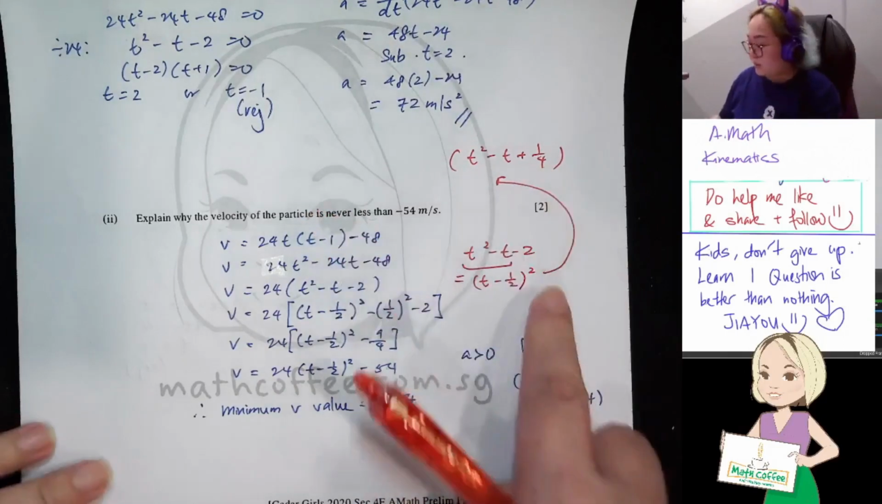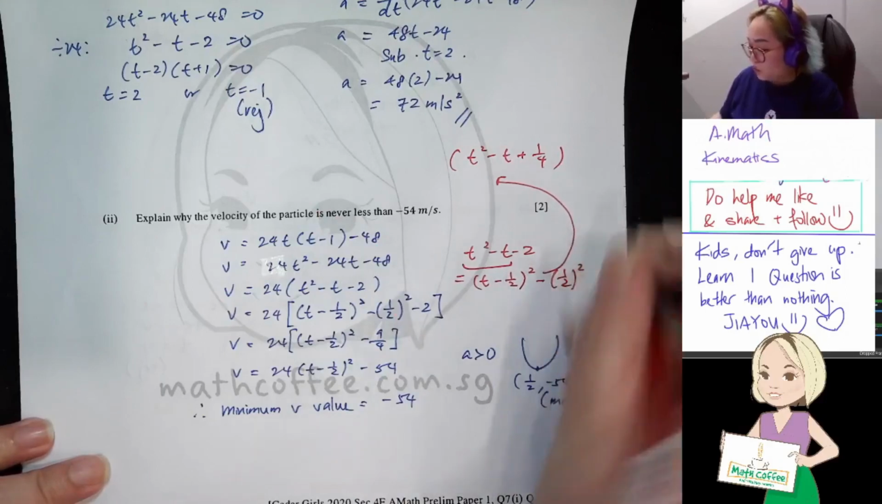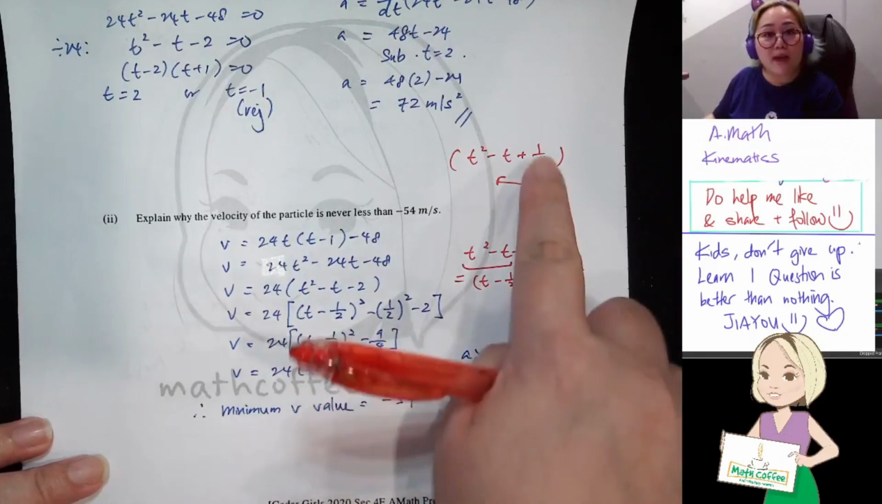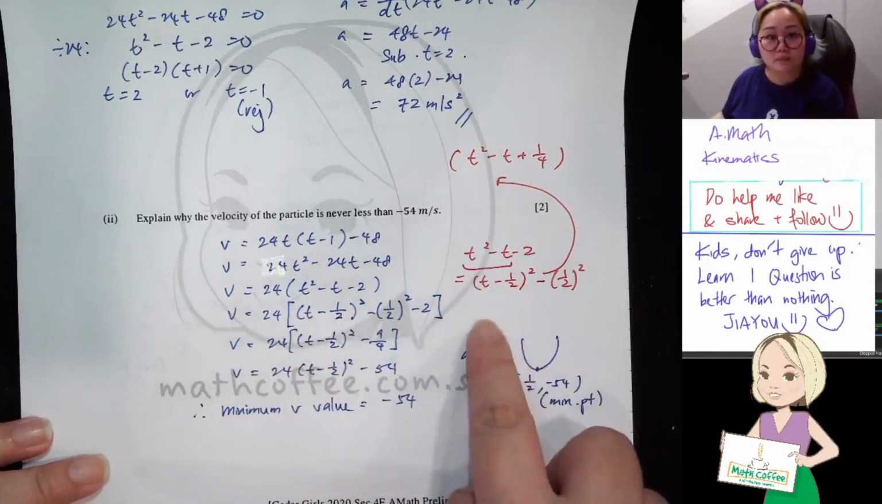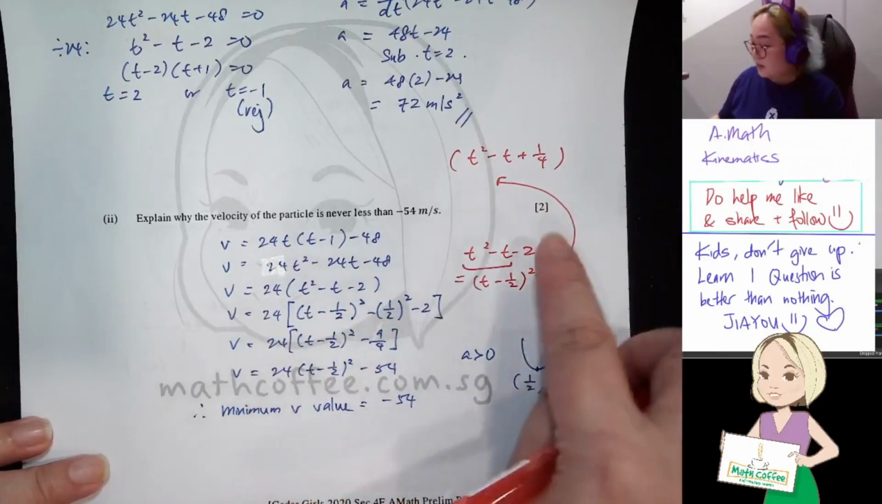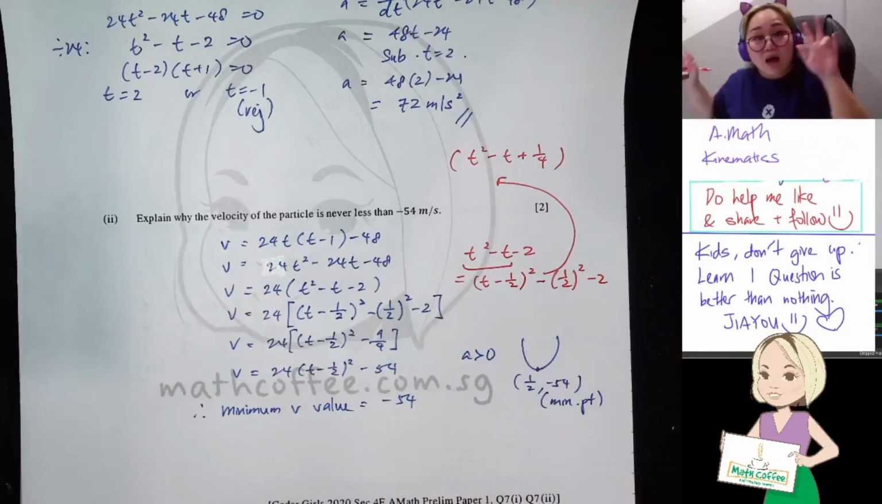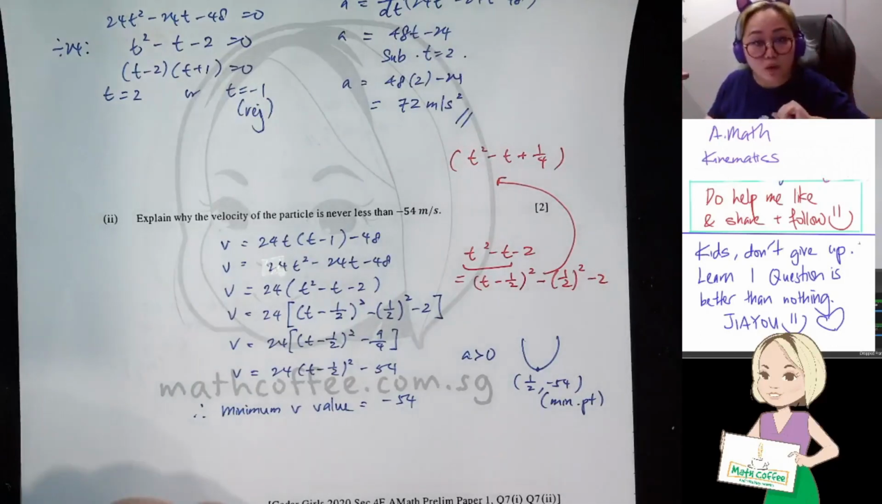That is why the term behind is always minus the half squared. This is forever minus, because what I'm trying to do is minus away this extra term, because I want to keep it as t squared minus t. And then of course, not forgetting, your minus 2 must just be put behind. So this is how completing the square works. You understand? This is how completing the square works.